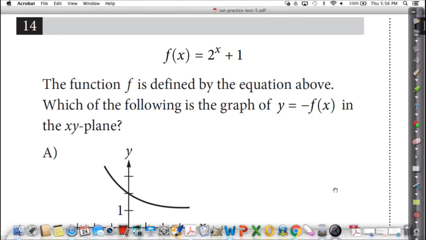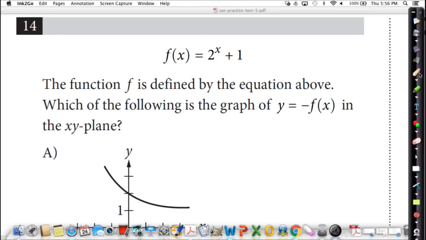All right. So this has an equation, f of x equals 2 to the x plus 1. Here's your equation up here on the top. And it says the function f is defined by the equation above. Which of the following is the graph of negative f of x in the xy plane? So just make sure when you look at this, you're not picking this. You're picking the negative version of this.